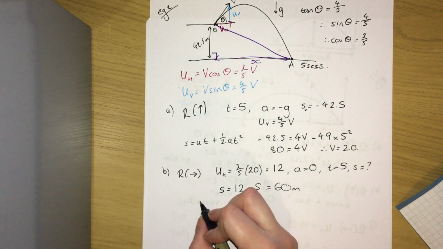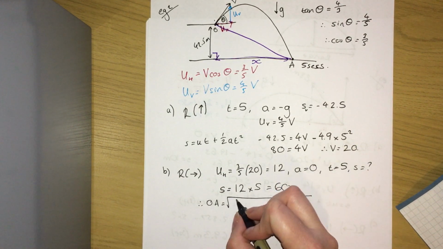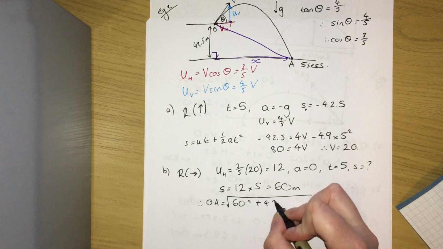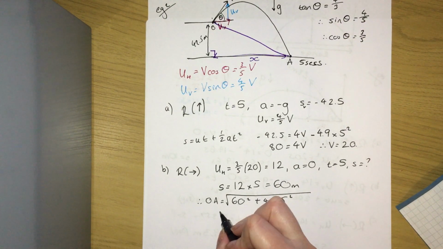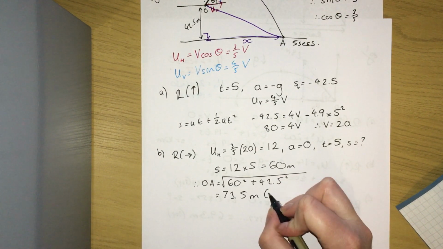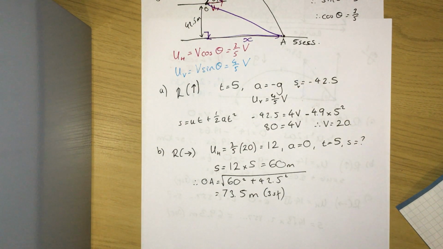So therefore the distance OA is going to be the square root of the horizontal displacement squared plus the vertical displacement squared, which is 73.5 metres to 3 significant figures. So with all of these questions, it's about processing what information you have and what information you need. And that is the main difficulty with a few of these problems.